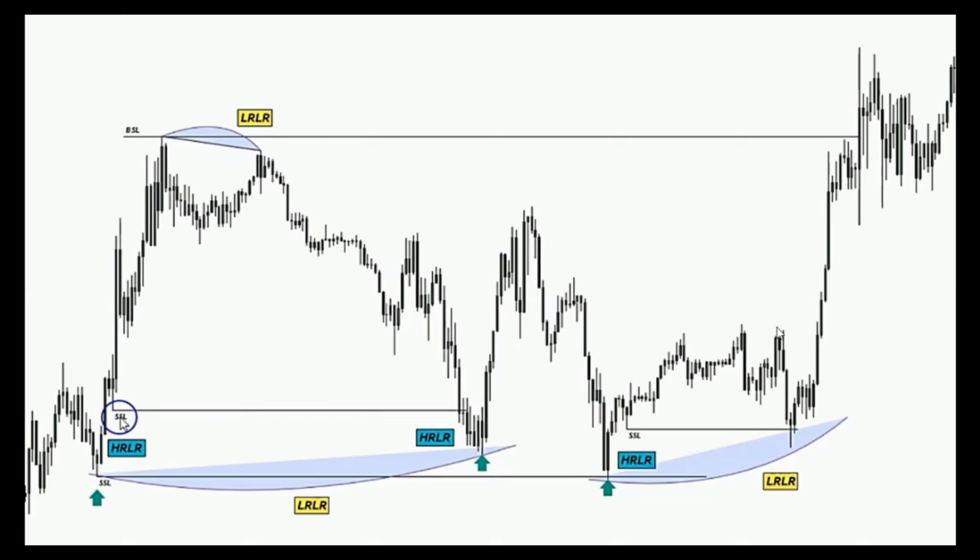Therefore, we expect it to sweep a specific sell-side liquidity level and then catch a bid to the upside. Once it moves up, where is our target? The low resistance liquidity. And looking ahead, this low and this low have now formed another LRLR, which will serve as our target in the future.